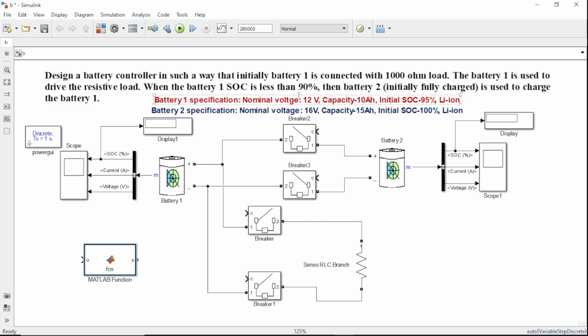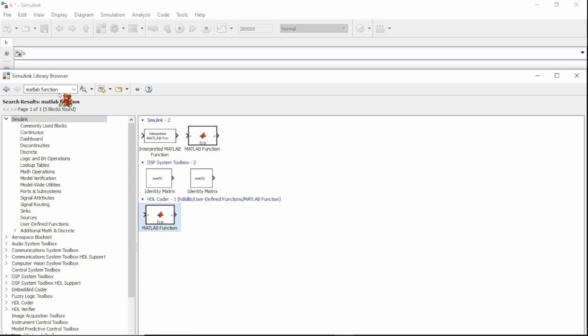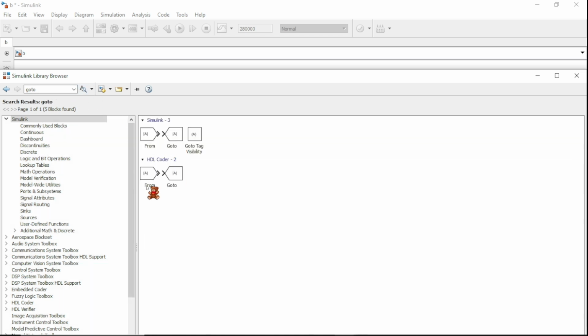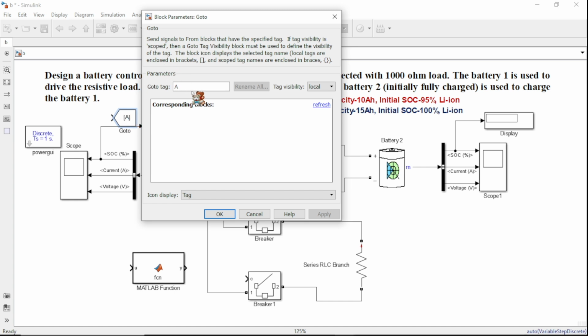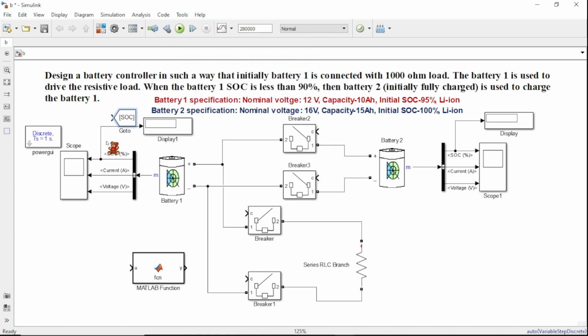When the SOC is less than 90%, then only battery 2 is used to charge battery 1. So I have to take the SOC. For that I am using the Goto as well as the From block. Just search for Goto in the library. Here you can see this is the Goto, and I am using the tag SOC, in capitals.